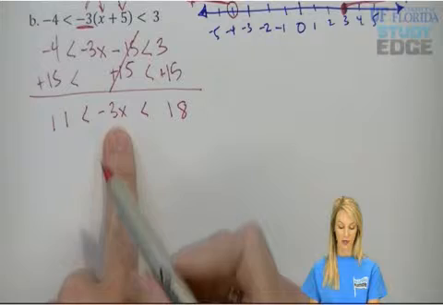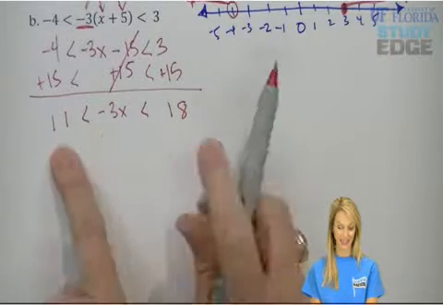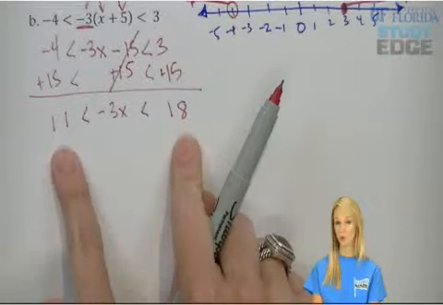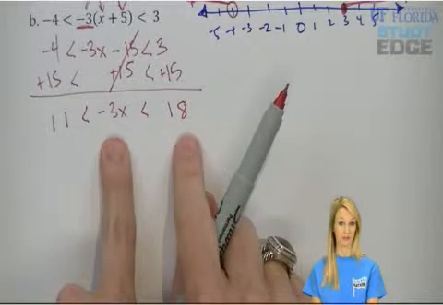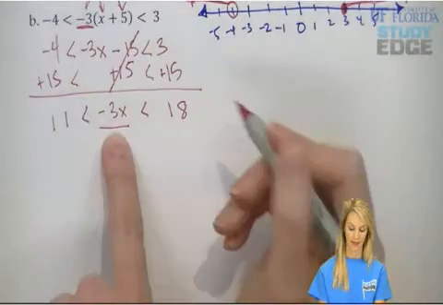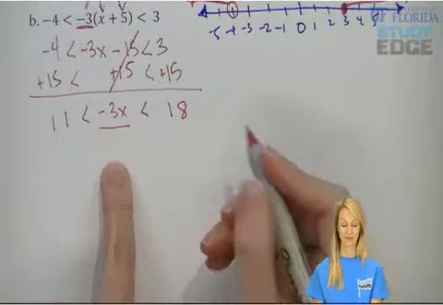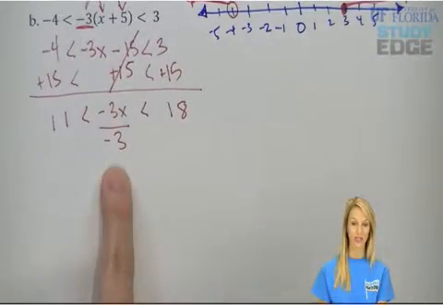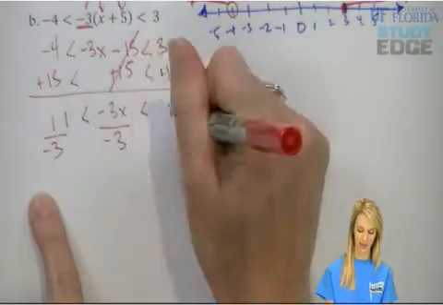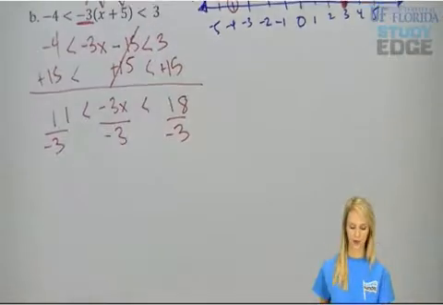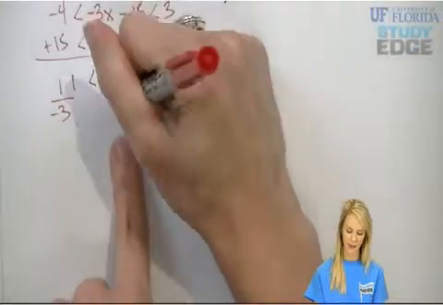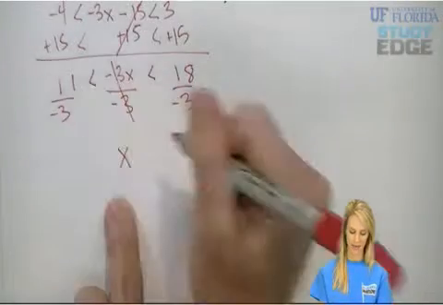Well, what is x? We know that negative 3 times x is between 11 and 18. But we don't want that. We want to know what numbers x is between. So, negative 3 is being multiplied by x. I'm going to divide by negative 3. Whatever I do to one side, got it? I've got to do to all my sides. All right, let's see what happens here. Negative 3 over negative 3, those cancel out and we get x.